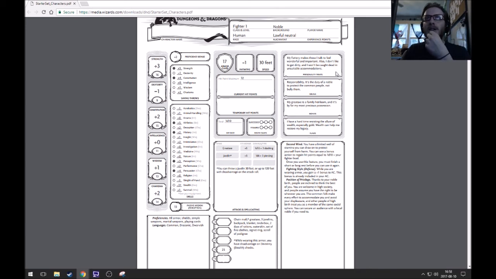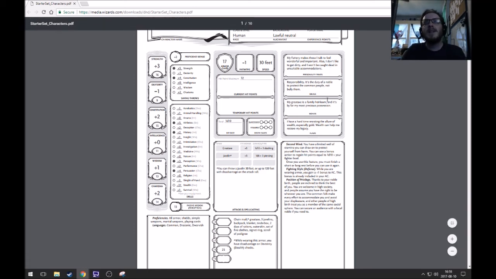They don't want to get dirty, they don't like to dig ditches. When they're out adventuring, they're the kind of person who has their bedroll and a blanket, and they make sure to brush it off every time they use it. If there's sticks, they make sure there's no bugs. Ideals. Responsibility. It's the duty of a noble to protect the common people, not to bully them. So they're a good noble, they're just annoying.